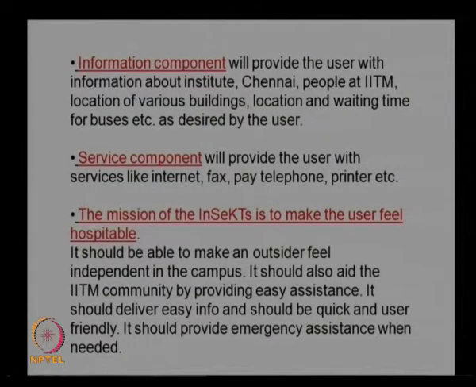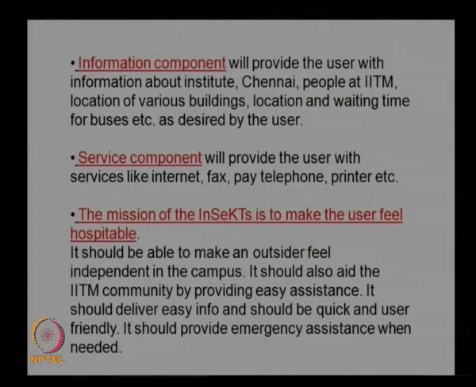Again, there can be multiple services provided, so we do not consider all the services in this case. Of course, we can add any services to the system. So we take a few services and a few information requirements, and then discuss how to design the system based on the principles we studied so far. As I mentioned, the information component will provide the user with information about the institute, the city of Chennai, the people at IITM, the locations of various buildings, and the location and waiting time for buses, etc., as decided by the user.